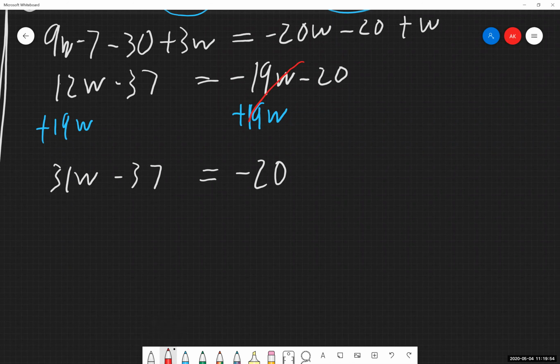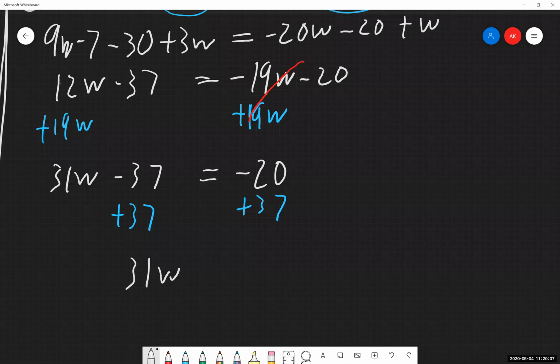Now we're going to get rid of that -37 by adding 37 to both sides. 31 is all that's left over, or 31w, it's all that's left over on the left-hand side. Right-hand side, we get a -17.